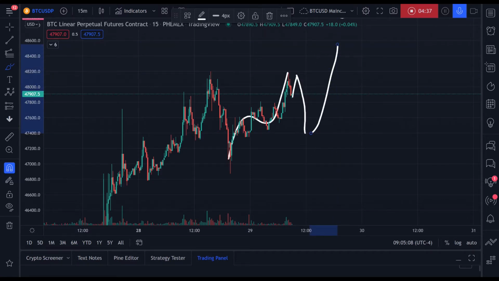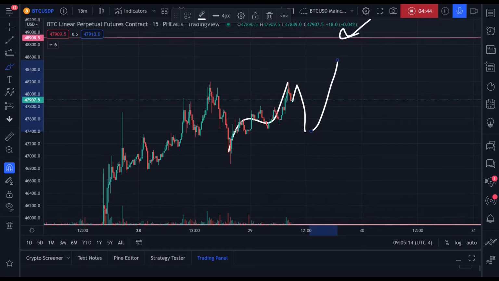I think we're going to shoot up once more to complete the B wave, and then I would try to take my short as close as possible to this line, this 0.5 ratio, because this is the invalidation point. This is the 1.618 of this. So if my stop's behind here, then I know that price cannot exceed that level. I hope that makes sense.